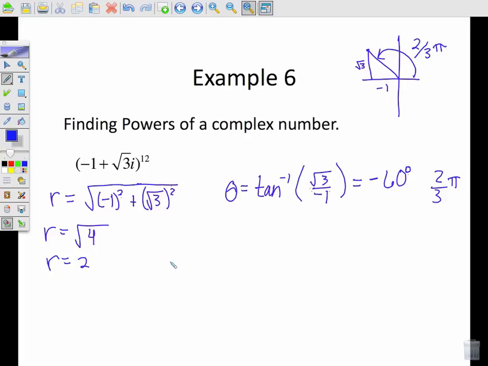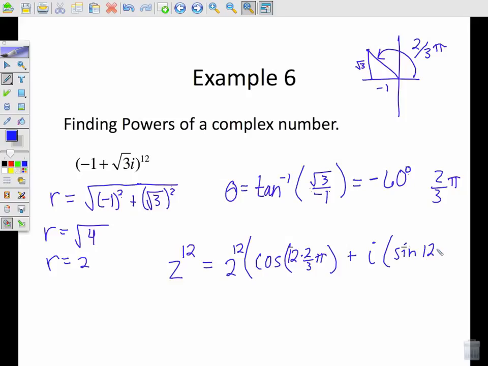All right, now we're ready to substitute into our formula. So we've got our z to the 12th power would equal, we do r to the 12th, so 2 to the 12th, times cosine of 12 times 2/3 pi, plus i times sine of 12 times 2/3 pi. All right, so we've got z to the 12th equals 2 to the 12th, which is 4,096, and this would be cosine of 8 pi plus i sine of 8 pi.